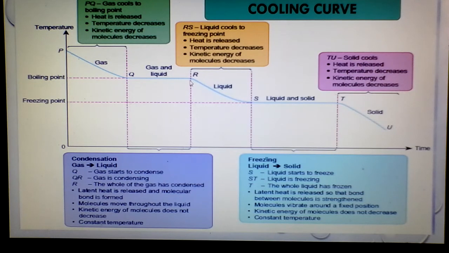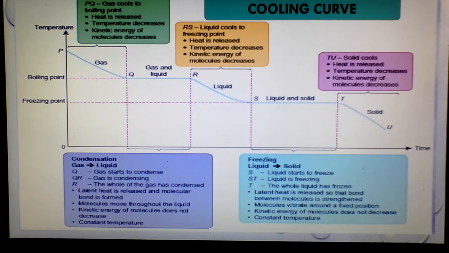So when we reach R, all the gas has condensed to liquid already. So RS is in the liquid state. You can see there's a decrease in temperature. So RS here, the liquid cools to the freezing point, heat is released, temperature decreases, kinetic energy decreases. The amount of heat released here, we call it heat capacity.